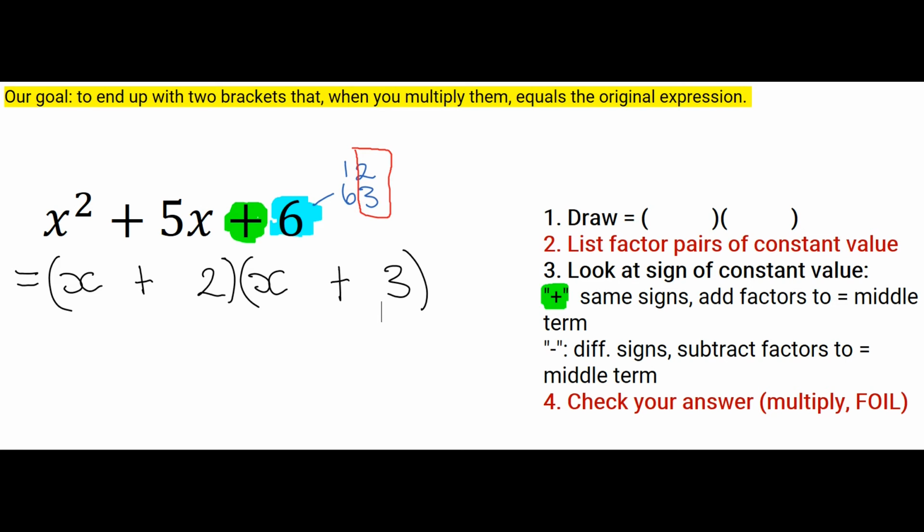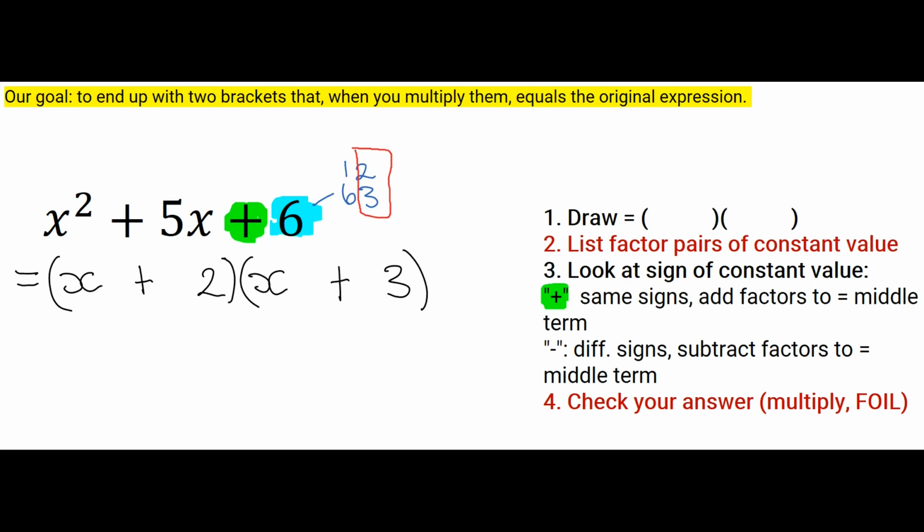Just take note quickly that you'll never get factor pairs that go across like this that are not part of the actual factor pair. It's only going to be the 1 and the 6 and the 2 and the 3, the ones that when you multiply them equals the constant. And hey, we have an answer there. Check that out. We just filled our brackets up with values.